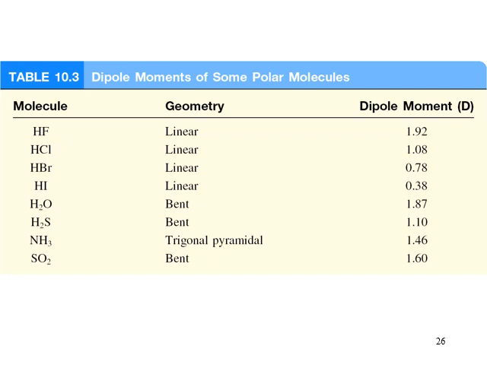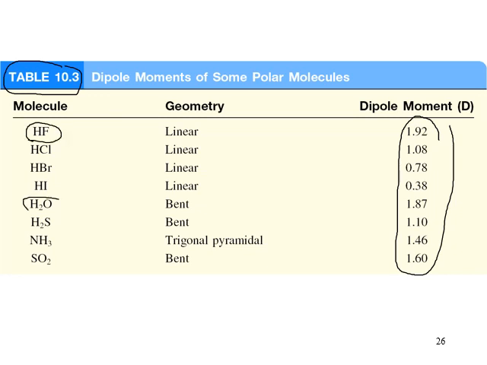So in your book, you see a little example here of table 10.3 that shows different molecules and their dipole moments. Now, if you check out these numbers over here, you'll notice the larger dipole moments belong to compounds that have elements in them with large electronegativities. So fluorine here has a large electronegativity, and oxygen in water has a large electronegativity. So you'll get larger numbers here.